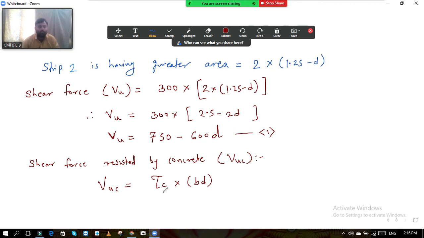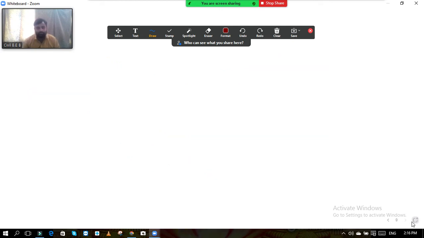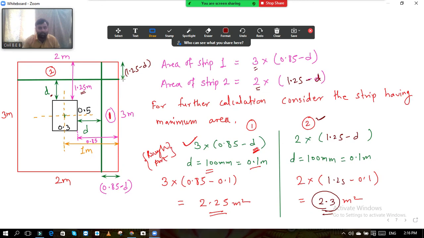We know the value of tau c now. It is 1118 kilonewton per meter square. Now we are interested in finding out this B D value. That is why I am telling you that thing. So here I will draw the diagram for this strip now. I will draw this strip only, how it fails, and show you that area.